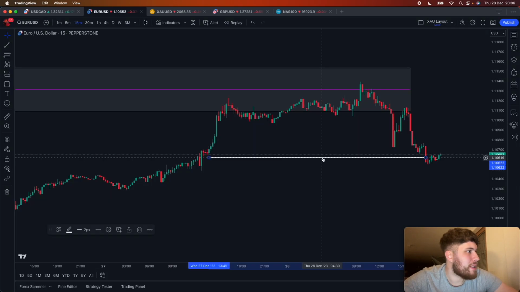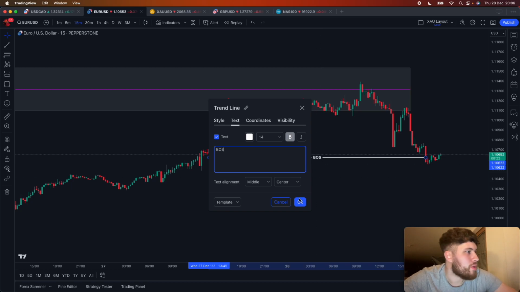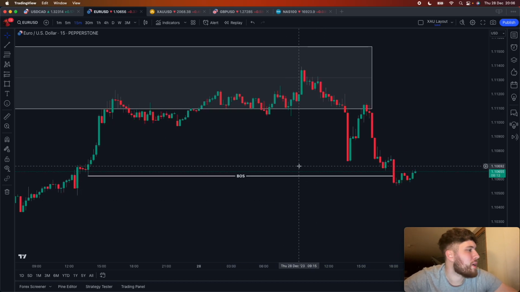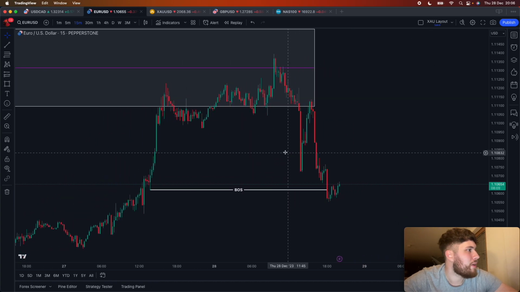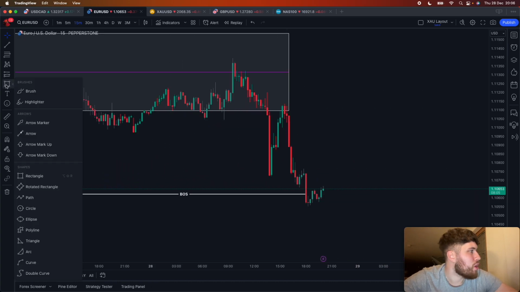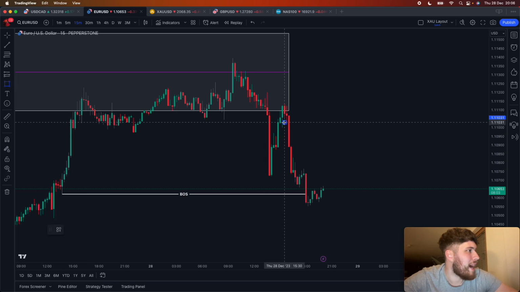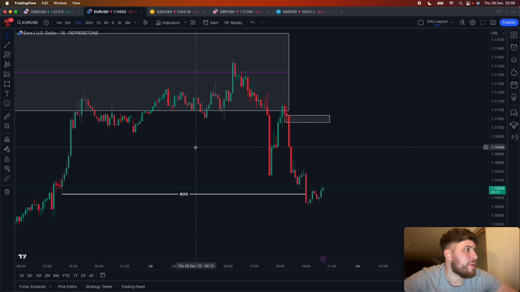And I would be happy in saying that this is also a break of structure to the downside. Now, as a result of this break of structure, this tells us that enough supply has been introduced from this area, and we can now start to look for those bearish opportunities to actually trade us down and into that higher time frame demand zone.